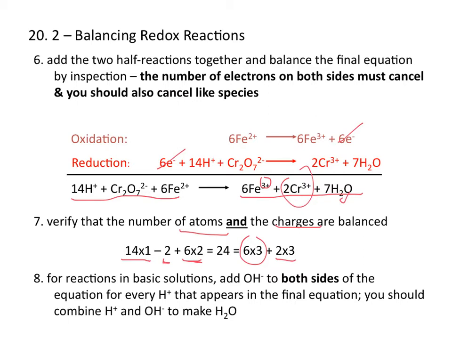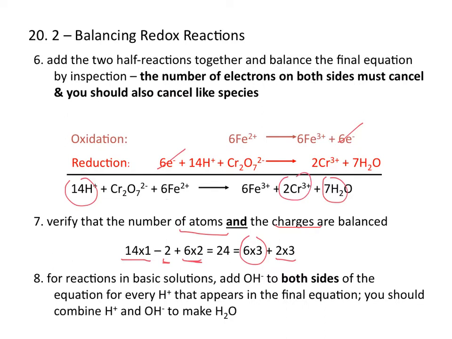Okay, you also have to make sure that all the elements are also balanced. So let's not forget to do that. So let's look at this. I got 2 times 7 hydrogens. That's 14 hydrogens. I have 14 hydrogens on this side.